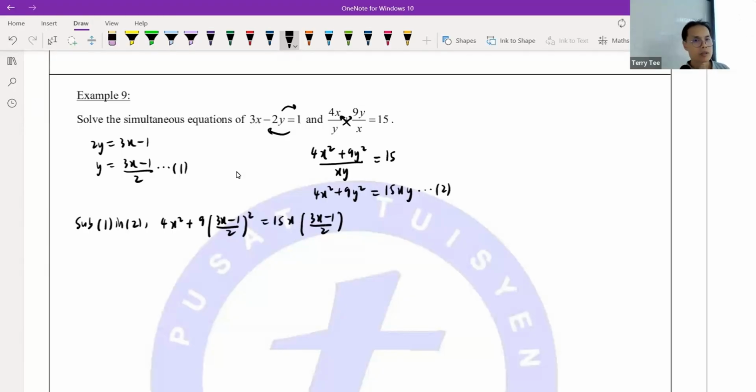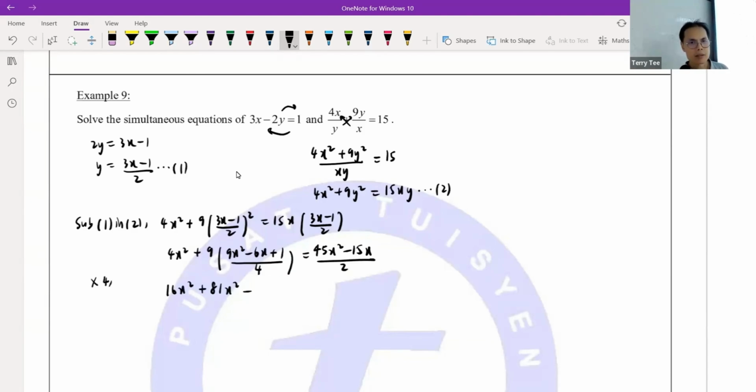If you square it, this is 4x squared plus 9, expand this, 9x squared minus 6x plus 1 over 4. This will be 15. Multiply the 15 inside. Or do you want me to cancel first? I just multiply first. So this is 15 times 3 is 45x squared minus 15x over 2. Let's get rid of the fraction by multiplying everybody by 4. So 16x squared. This will be 81x squared minus, a very big number, right?